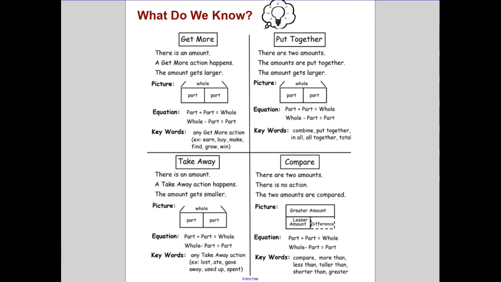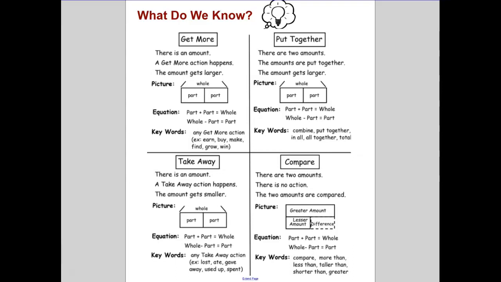Get out those hands, get more, there's an amount. A get more action happens that causes you to get more of that amount, and then the amount gets larger. Keywords are earn, buy, make, find, grow, win, however you get more of something. Put together, get those hands out. There are two amounts. Show me those two amounts. And those two amounts are put together to get a whole that's much bigger because it's the total of those two amounts.